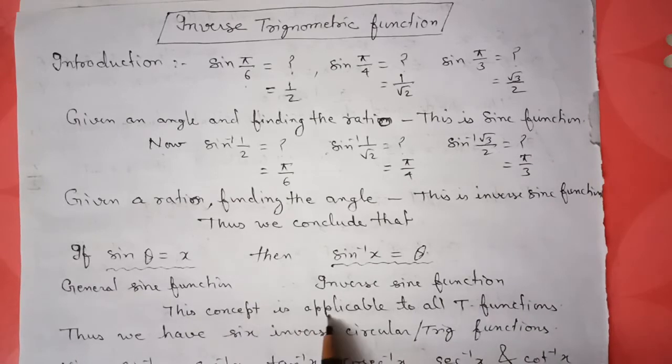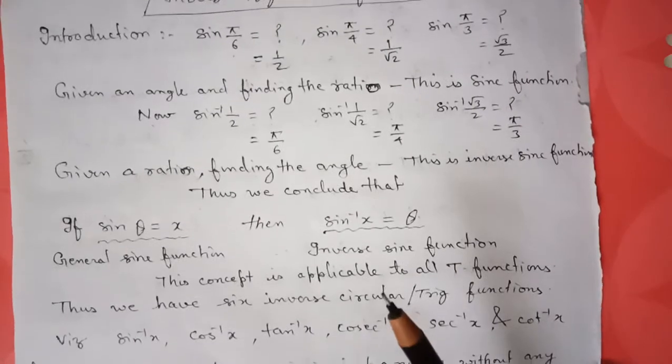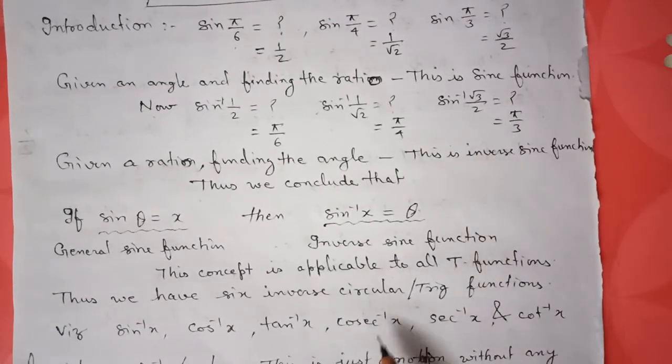And this concept is applicable to all trigonometric functions. Thus, we have 6 inverse circular functions corresponding to each circular function. They are sine inverse x, cos inverse x, tan inverse x, cosec inverse x, sec inverse x, and cot inverse x.